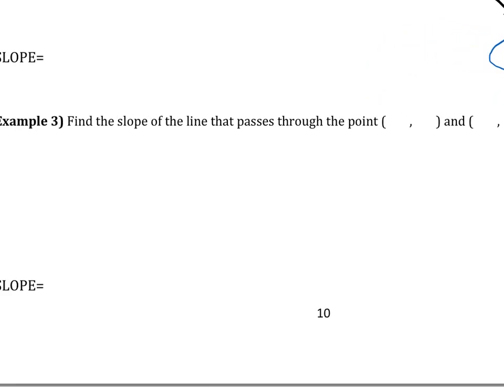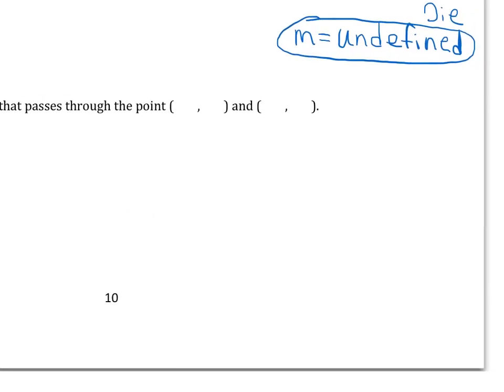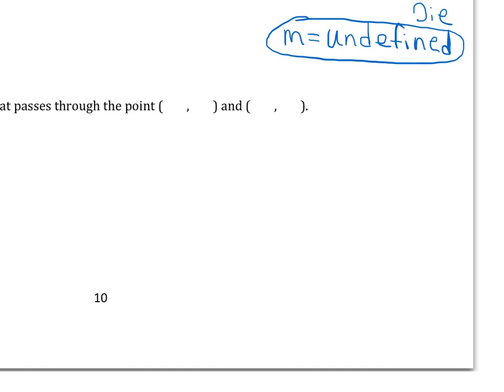So, example 3. It says, find the slope of a line that passes through the points. So what should my answer be? I know my answer should be m equals something. The points that I'm going to give you are, for example, (-6, 2) and (10, -8).